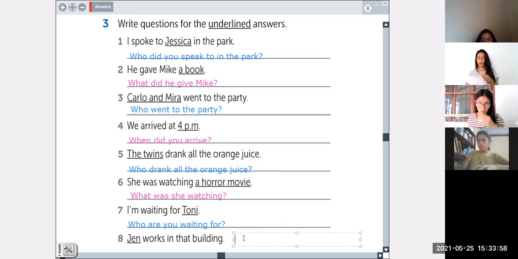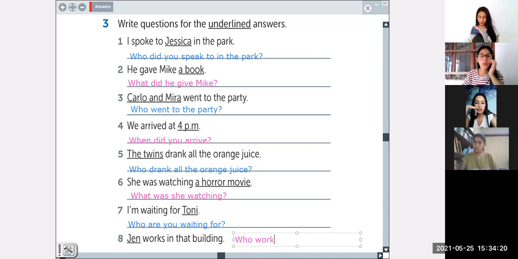So, where does Jen work? Okay, but in this one, we don't have underlined in that building. We have underlined Jen, right? Está subrayado Jen. Who works in that building? Very good. Who works in that building?